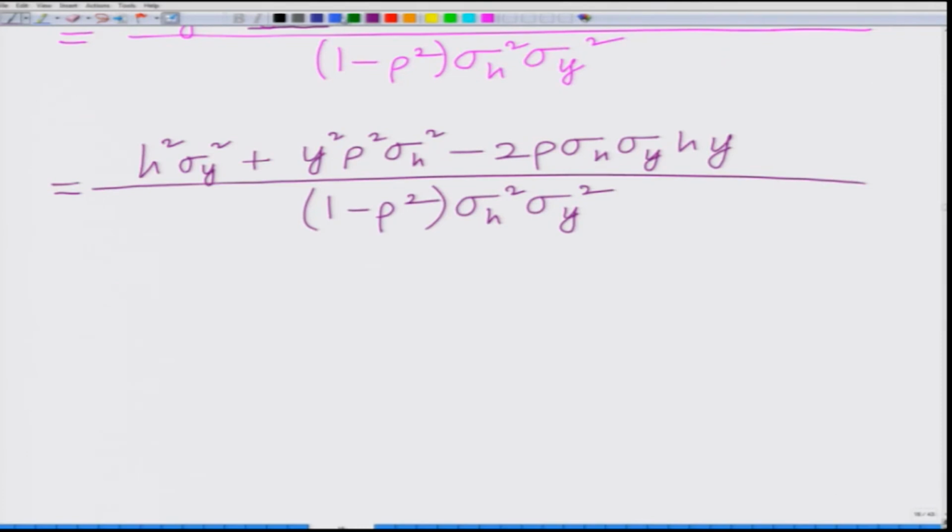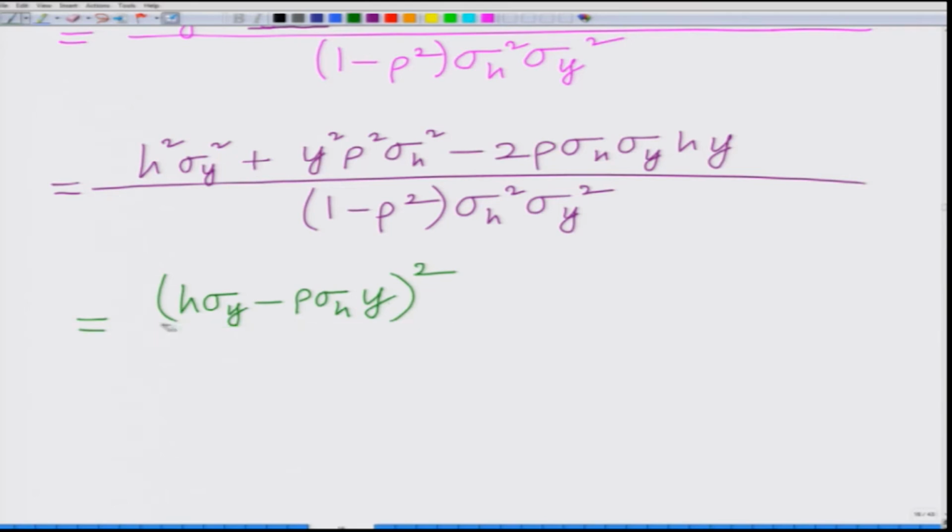And now, if you look at this quantity in the numerator, observe that it is nothing but (h sigma y minus rho sigma h y) whole square, because look, this is h square sigma y square plus rho square sigma h square y square minus 2 rho sigma h sigma y h y.